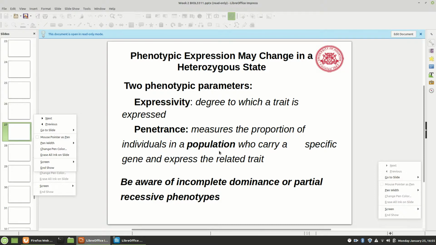Excuse me on that. So be very careful on understanding the difference between expressivity and penetrance.